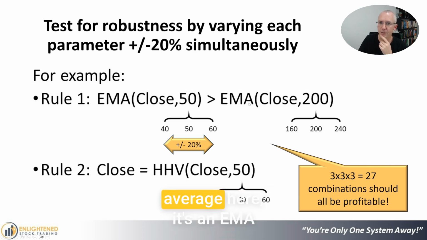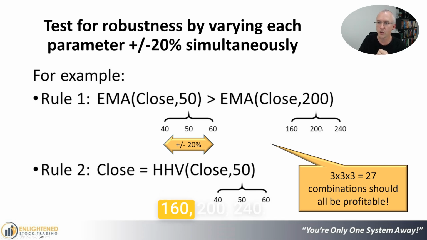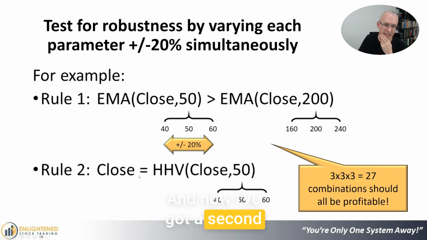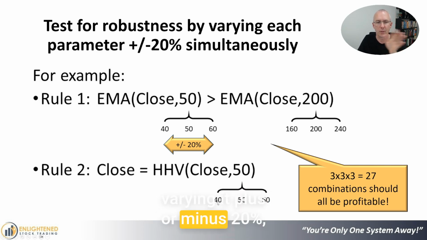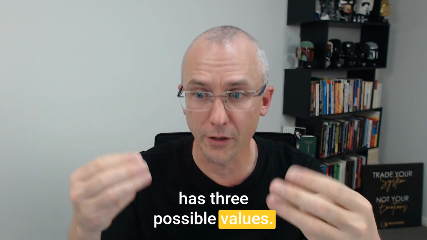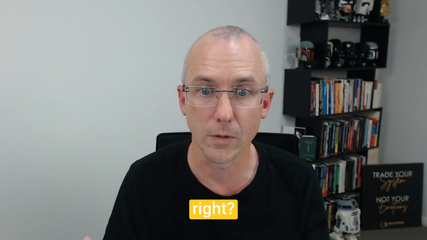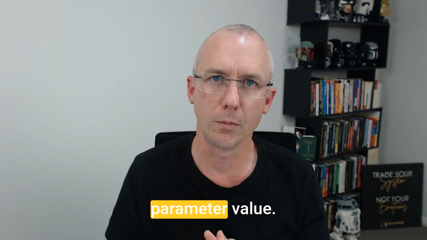And for the long-term moving average, here it's an EMA of 200 bars. Let's vary that plus or minus the same 20%. So that would have 3 values, 160, 200, 240. And now I've got a second rule here, which is a breakout. It's a 50 bar breakout. I chose a value of 50. So I'm going to optimize again, varying it plus or minus 20%, 40, 50, 60. So if I've got 3 parameters in this hypothetical system here, each of the 3 parameters has 3 possible values. 3 times 3 is 27 combinations, right? So I'm going to re-optimize with 3 steps for every single parameter value.